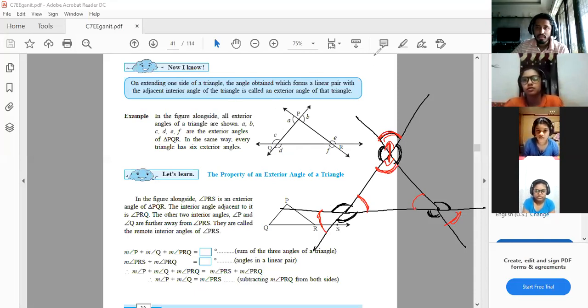If you see here, this is touching the side. It is touching this side. This angle is touching this side. This angle is touching this side. This angle is touching this side. Understood? Clear? So these are called exterior angles.